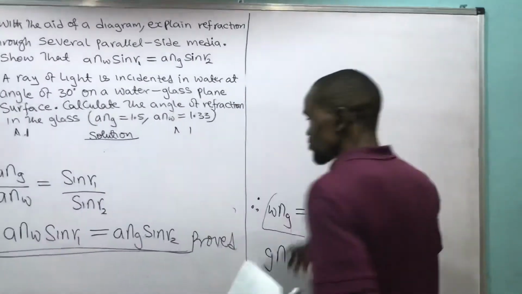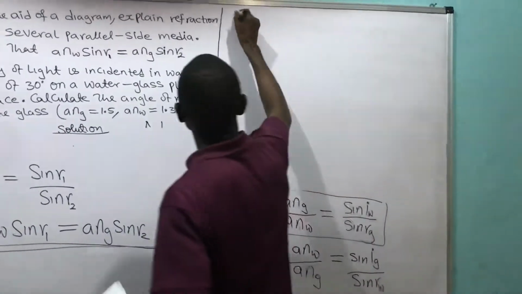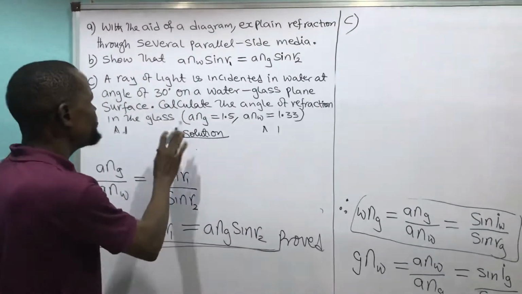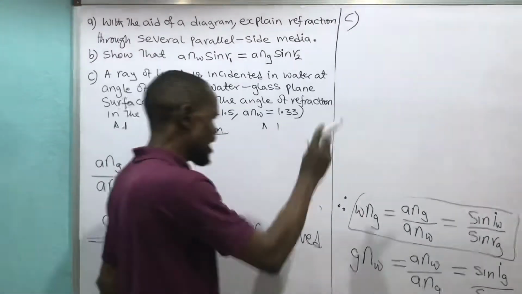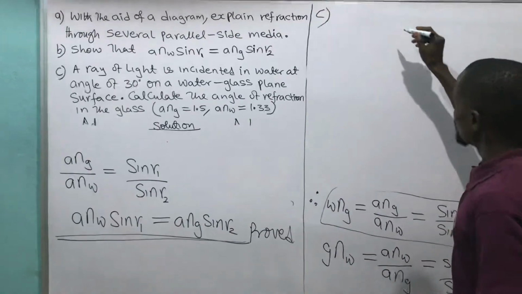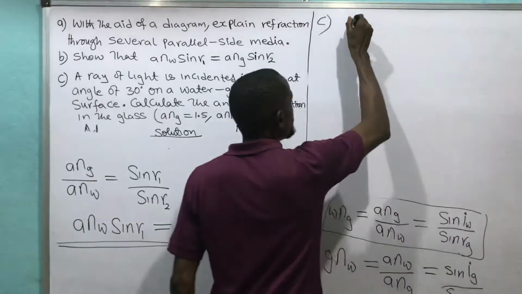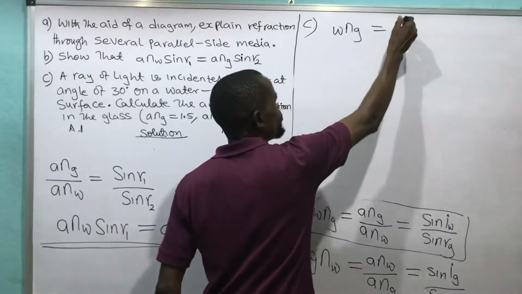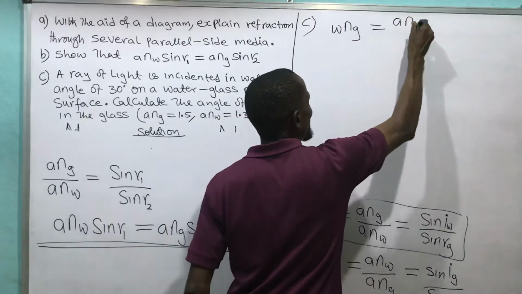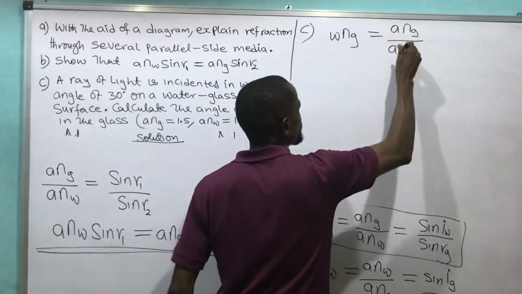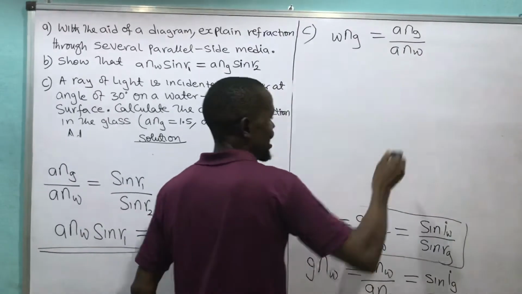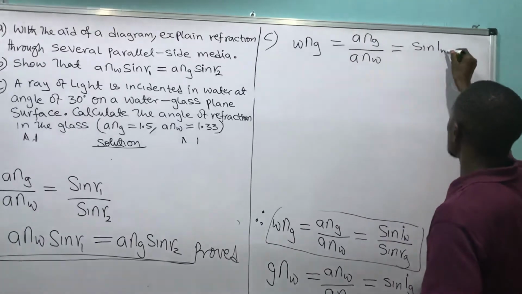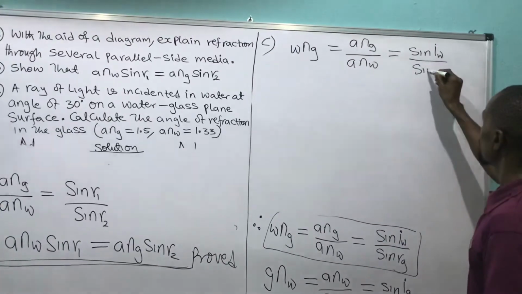Then now, let's go to question number C. What are they asking me? The refractive index in what? Glass. I will use this formula right now. Look at the formula. It says water to glass. That's what you head into. And we have already proved it to be a_n glass over a_n water, which is equal to sine of incidence in water over sine of refraction in glass.